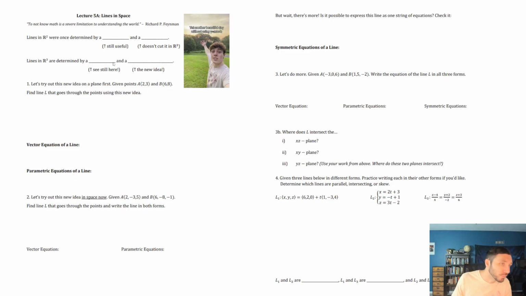Looking at the overview, we're looking at some intuition building. We'll define the equation of a line. We'll do some examples. We'll define one last form, another example, some funner extensions, and then talk about systems of lines in space.